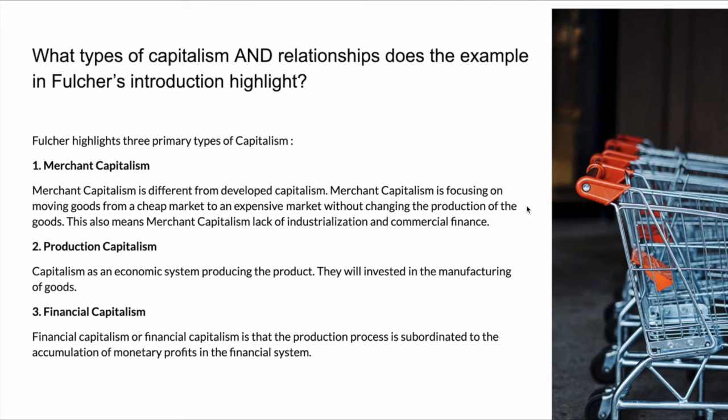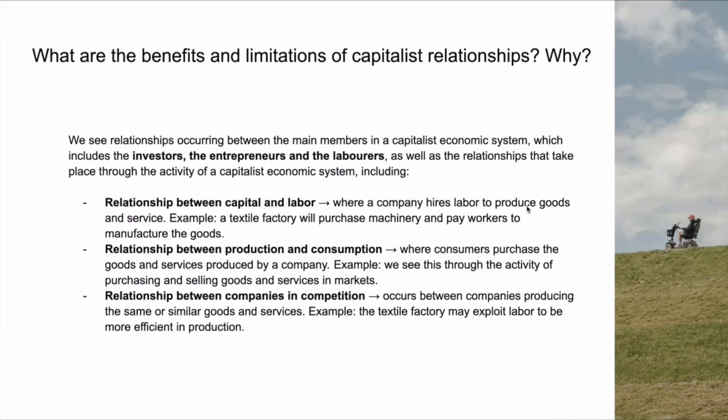Secondly, there was production capitalism, which is an economic system producing the product. They will invest in the manufacturing of goods. And thirdly, there's financial capitalism, where the production process is subordinated to the accumulation of monetary profits in the financial system. Some of the relationships highlighted were between rivals in trade, such as the Dutch and the Portuguese, between the employers of local labor and the crew members, the East India Company and consumers in Europe, and the shareholders.